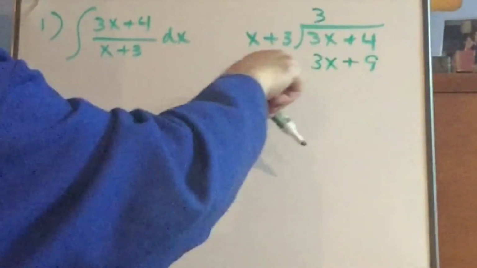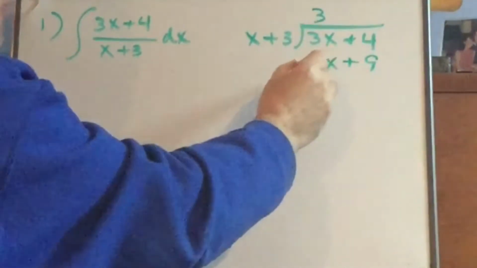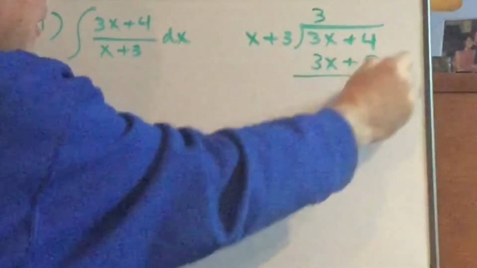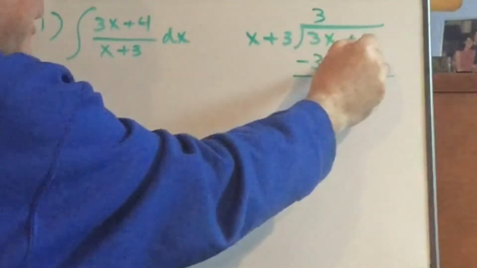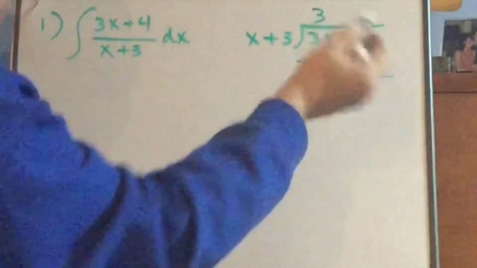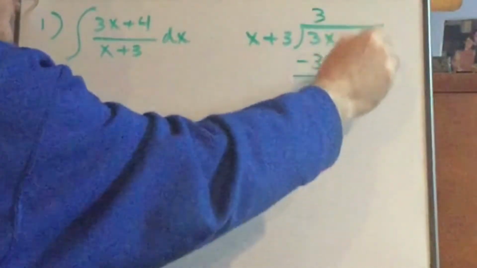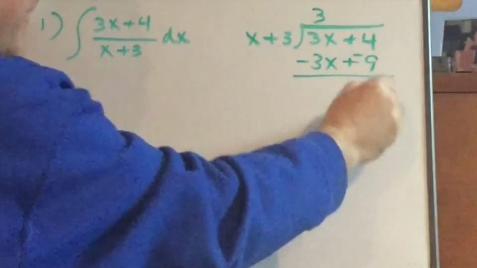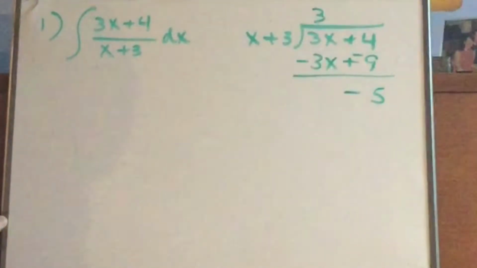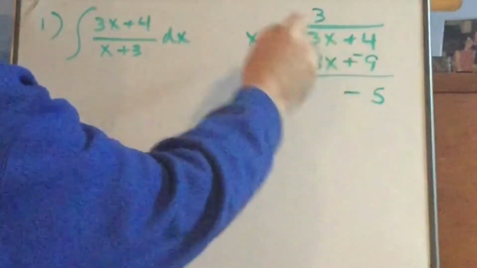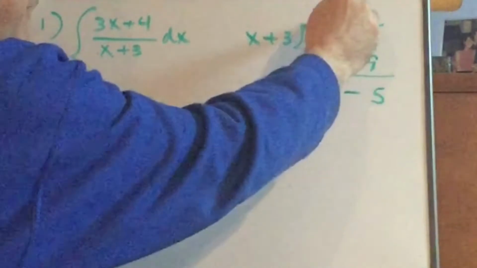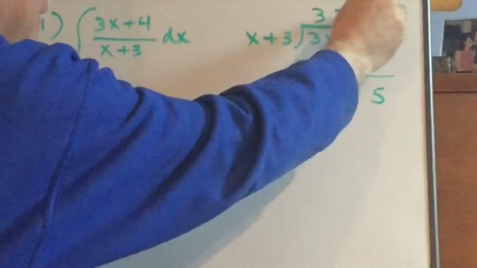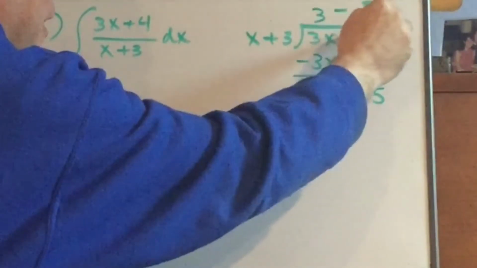And I always want to subtract the bottom polynomial from the top polynomial. So when I subtract, this is going to become negative, and so is this. And I get 3x minus 3x, which is 0. 4 minus 9, which is negative 5. Just as when I do regular long division with numbers, if I have a remainder, it gets put over the divisor. So I take this negative 5 and I write minus 5 over x + 3.